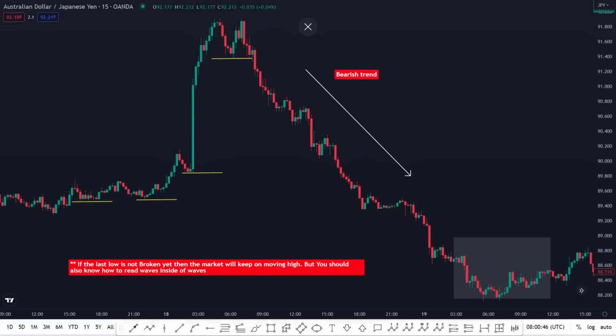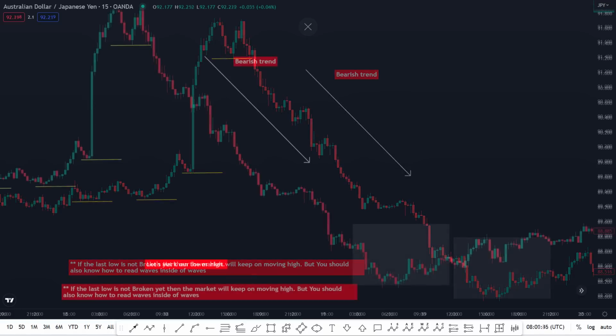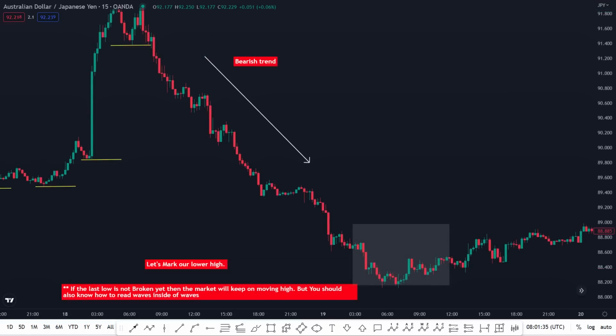So let's do another example on this side, and see how the market changed direction from being bearish to bullish. Before we can see how the market changed direction from being bearish to bullish, let's first start by marking up the lower highs. This will also make things very easy to identify how the market changed direction. Now that we have marked our lower highs, everything will start to be clear.